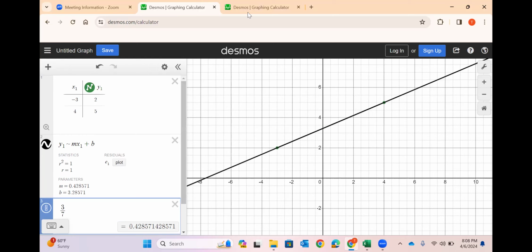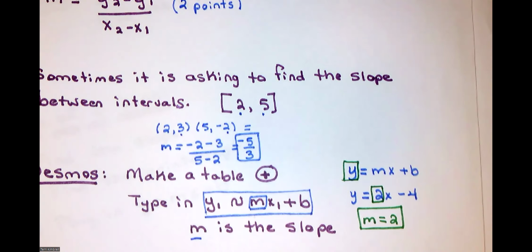So I'm going to stop sharing that. And as I go back to the main screen here, if you needed to copy that information down, please do so.